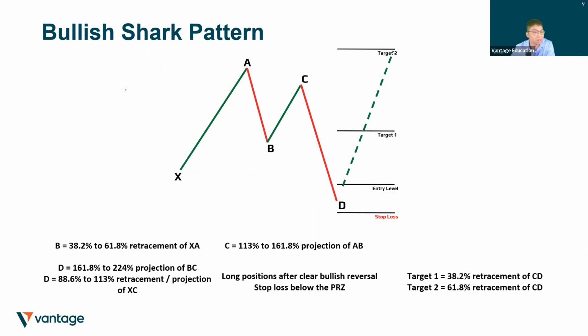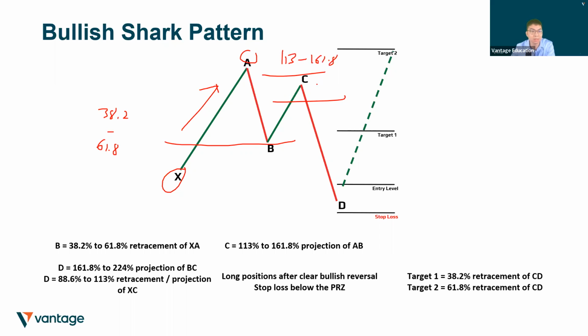the bullish shark pattern. In the bullish shark pattern after the impulse wave XA, the corrective leg should end between 38.2% and 61.8% retracements of the impulse leg XA. Point C falls anywhere between 113% to 161.8% projection of the retracement leg AB. Pattern completed at D, where it's 161.8% to 224% projection of BC.